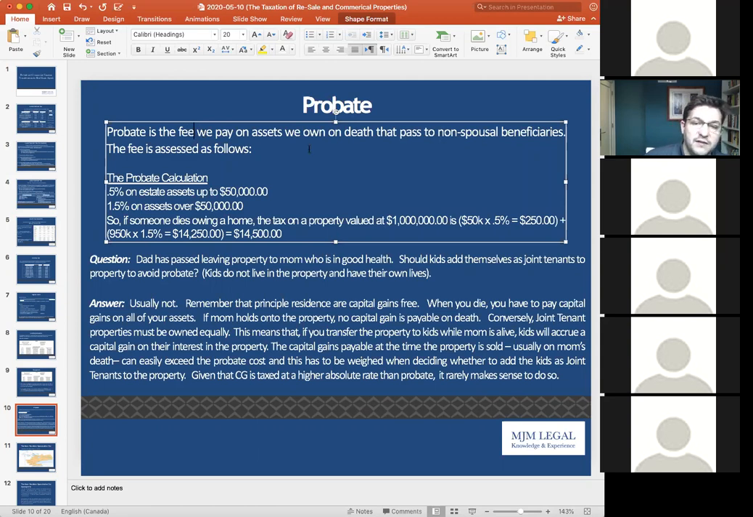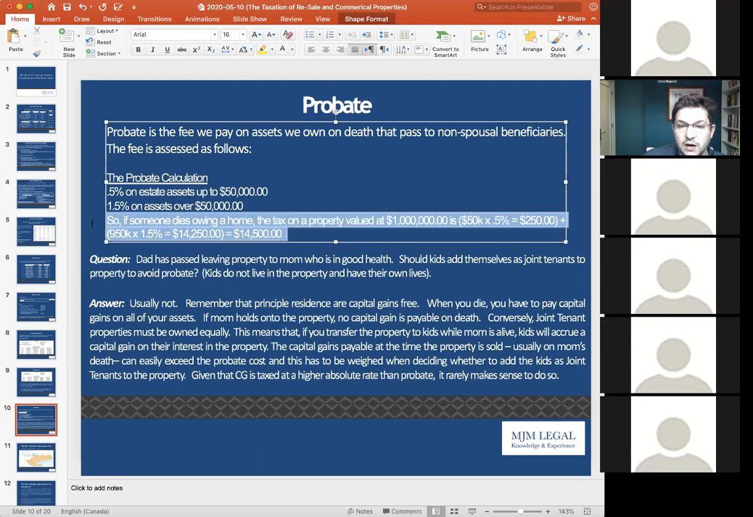So as the example I've given here, if someone dies owning a home, the tax on a property valued at $1 million is $50,000 times 0.5%, so $250, plus $950,000 times 1.5%, being $14,250. And so you add those two up, on a $1 million home, the probate fee will be $15,000.